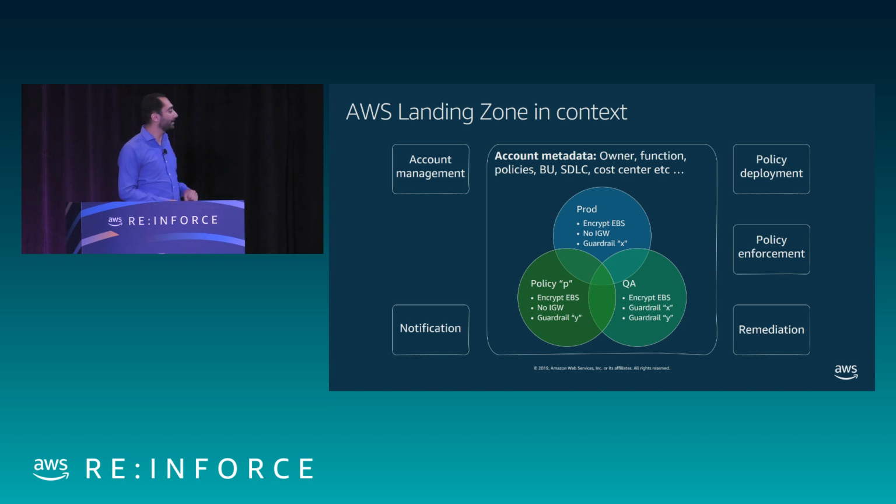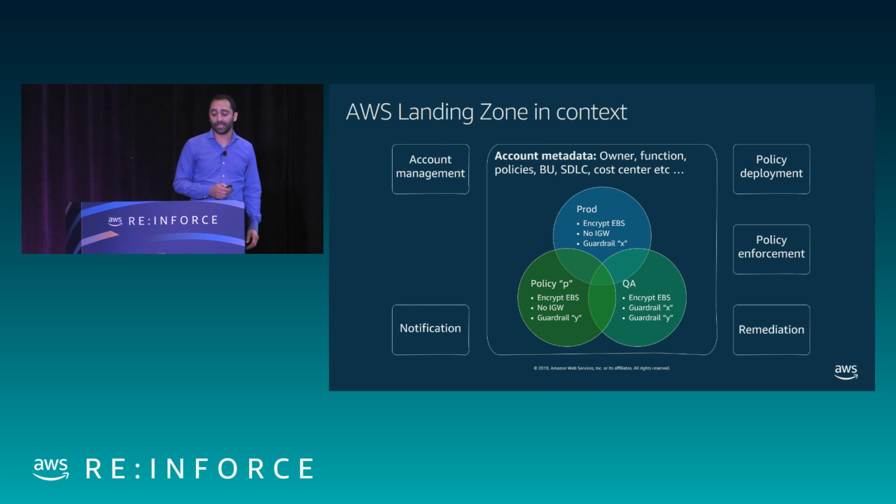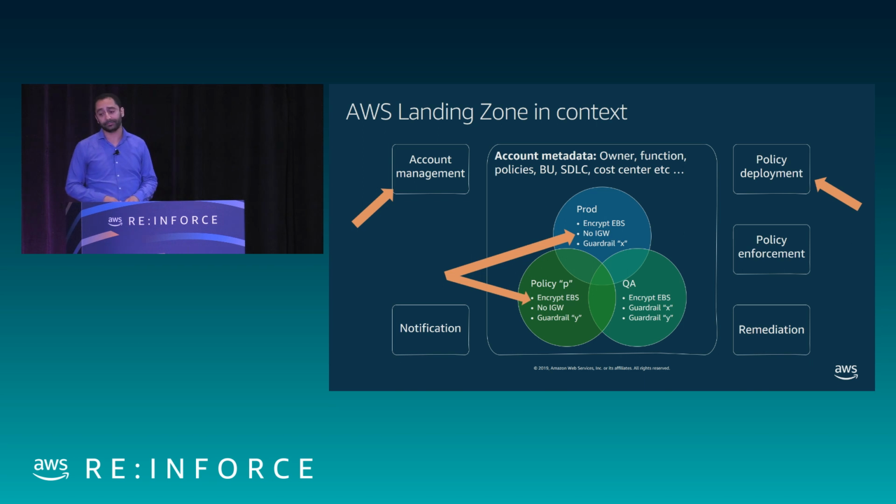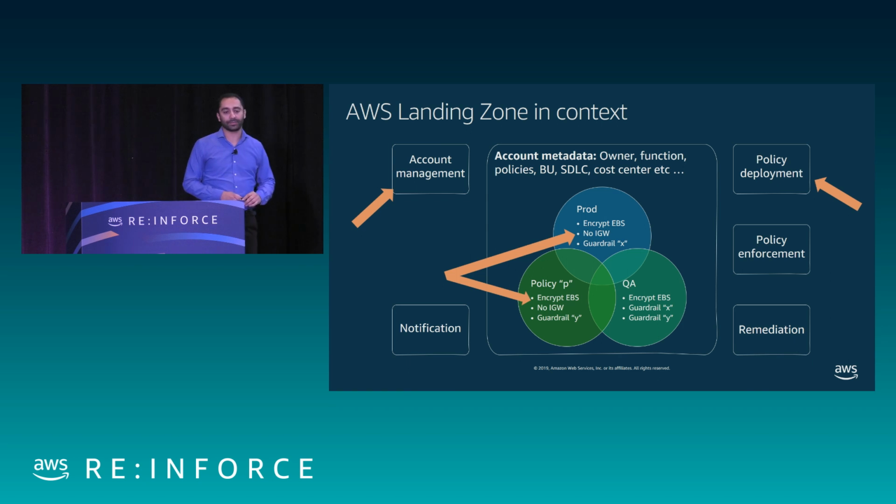Landing Zone starts to give you some SNS topics that you can potentially use. It gives you some Config rules to help you do things like encrypted EBS volumes. And it takes care of some of the policy deployment. Again, back to this idea, this does not give you everything yet. But it starts to do some of those things. And the areas pointed to are the things that it really does, and you start thinking through them.